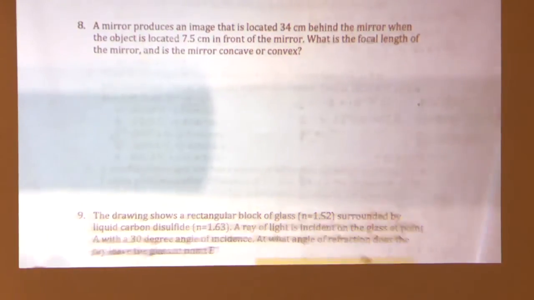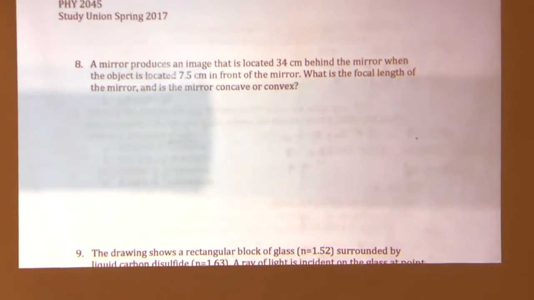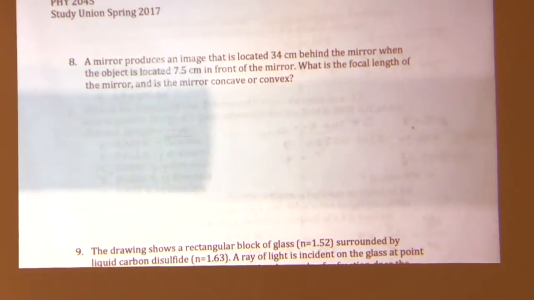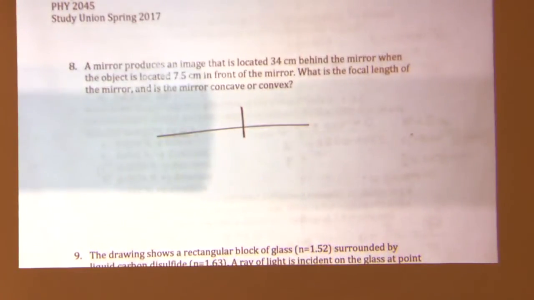So we have two more, both kind of the last things you have gone over in this class. So number 8, a mirror produces an image that is located 34 centimeters behind the mirror when the object is located 7.5 centimeters in front of the mirror. It's going to end up asking whether it's concave or convex, so I'm just going to draw a line representing the mirror.